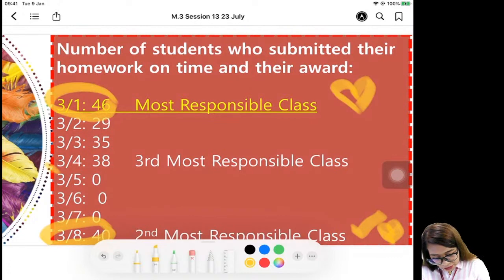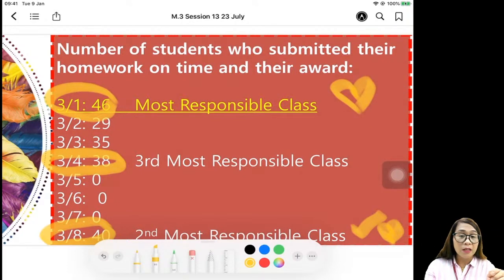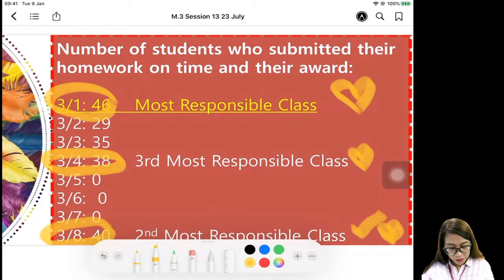Next is 3/4. This group of students. Third most responsible class. So very good. So I will clap my hands to 3/1. 1, 2, 3. 3/8. 1, 2, 3. And 3/4. 1, 2, 3. So I really like students who are very responsible, who always submit work on time. So 1 heart also for 3/8.